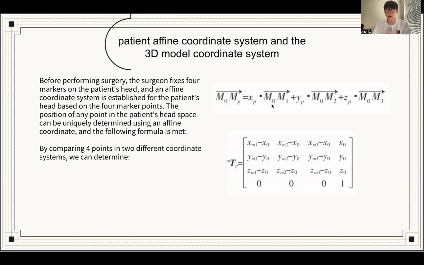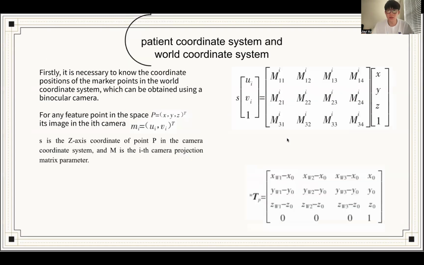Now, comparing all 4 points in the different coordinate systems, we can get the transformation matrix here. This is the transformation between the patient and the 3D model. Similarly, we can do the same thing for the patient coordinate system and the world coordinate system. But for these two, we need something in advance, because we want to know where our patient is in our world coordinate system.